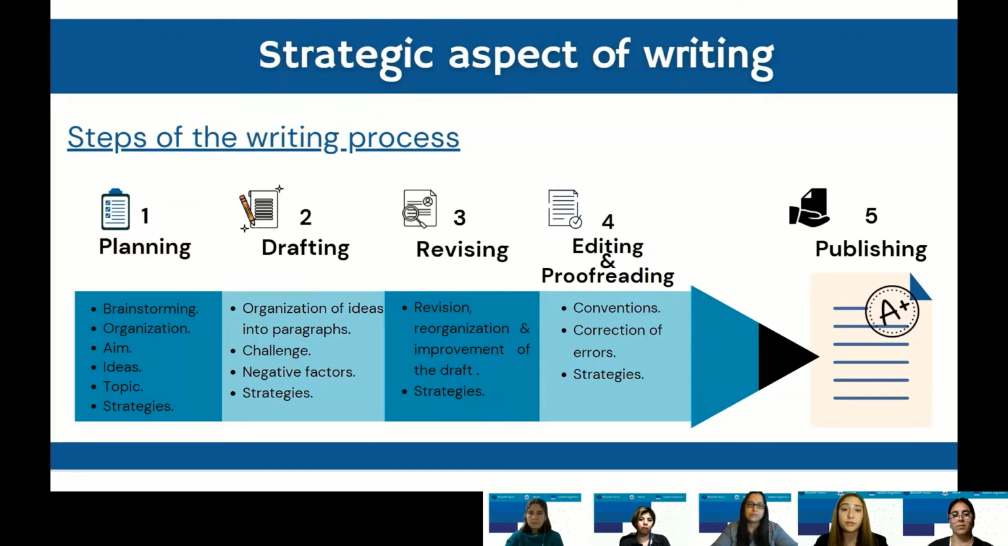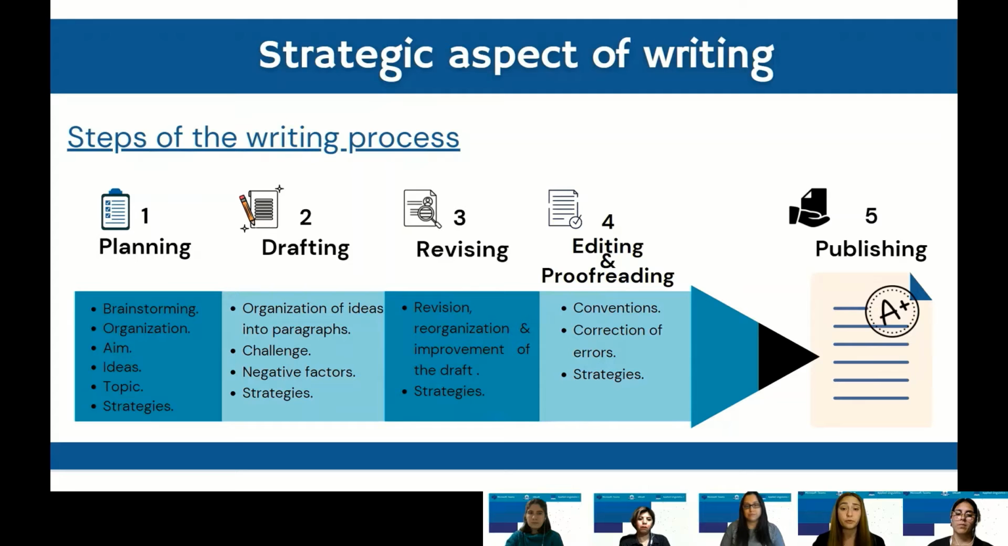For example, the journalist questions: who, what, when, where, why, and how. Perhaps reading on the subject may also be a way of exploring topics and generating responses. The use of diagrams for mapping out our thoughts and ideas, among other strategies that we can use. The second step is drafting.